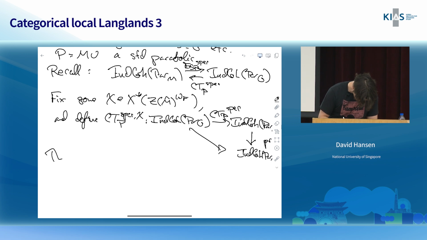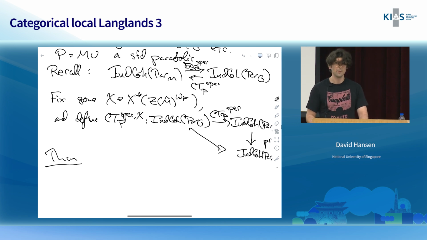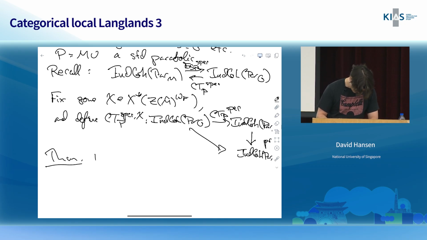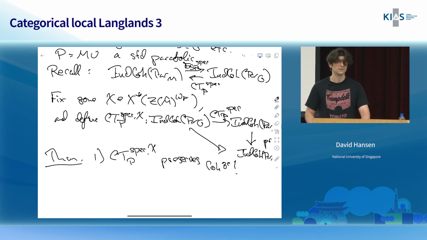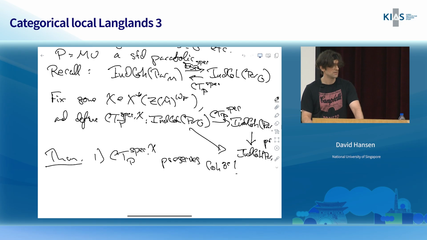So, theorem. This is the key application of all the stuff we saw yesterday. First, this functor CT P spec chi preserves co-QC. So these are the compact objects in Ind-Coh in this situation. So this is saying that this right adjoint has this kind of miraculous property that if you project to one chi-graded piece, it actually preserves compact objects, okay?